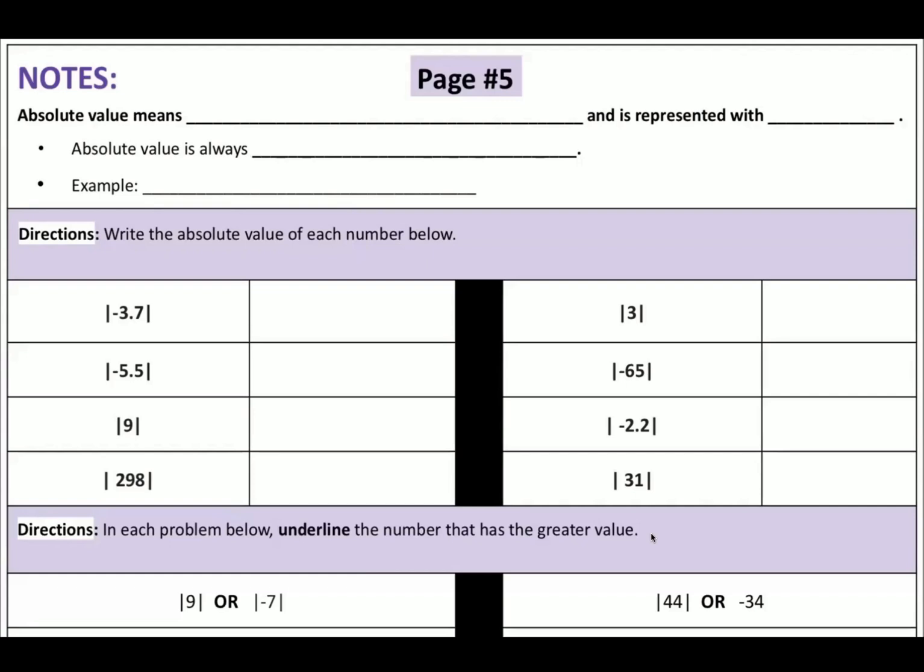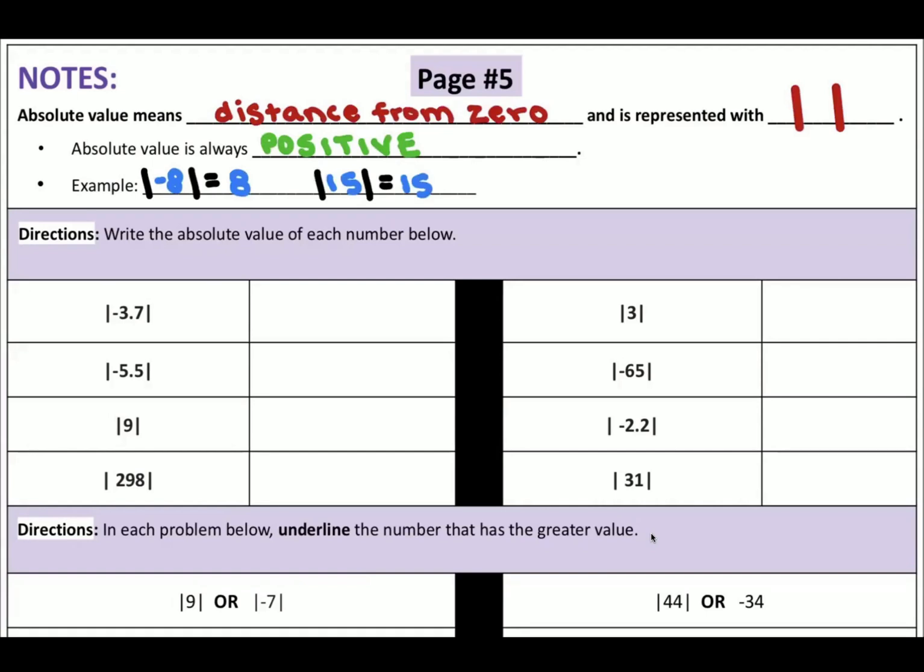Let's take a look at the notes at the top of page 5. Absolute value means distance from 0 and is represented by these 2 lines. Absolute value is always positive. So an example is the absolute value of negative 8 is 8. The absolute value of 15 is 15. So if we look at these examples down here, it says the absolute value of negative 3 7/10. Well, I know absolute value is always positive, so it would be 3 7/10.